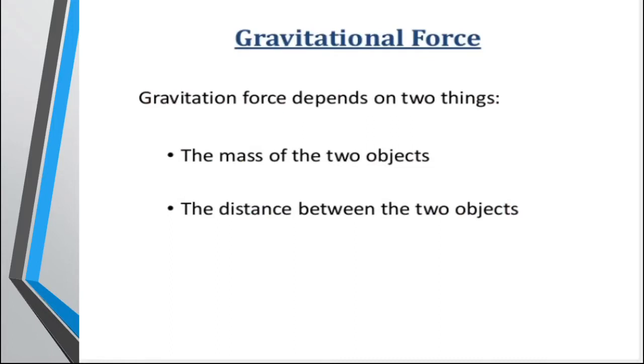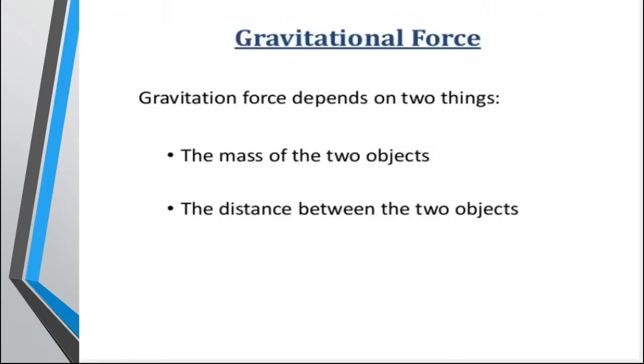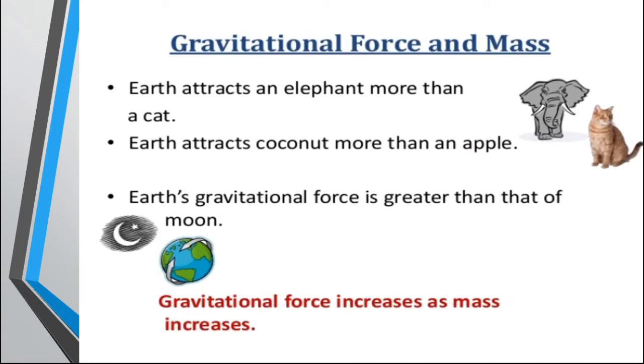Now, as you can see from this formula, the gravitational force depends upon two things. The first is the mass of the bodies, and the second is the distance between the two objects. So gravitational force depends upon two things: the mass of the two objects, and the distance between them. Let's see the relation between the gravitational force and the mass.